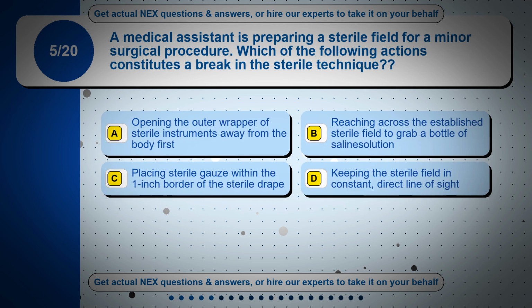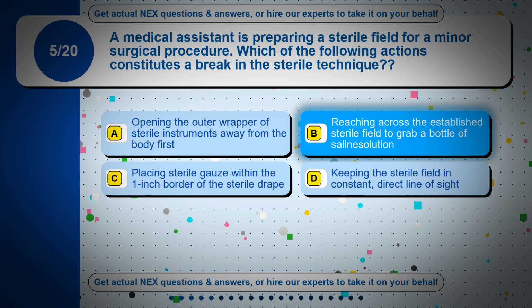Question 5. A medical assistant is preparing a sterile field for a minor surgical procedure. Which of the following actions constitutes a break in the sterile technique? Option A. Opening the outer wrapper of sterile instruments away from the body first. Option B. Reaching across the established sterile field to grab a bottle of saline solution. Option C. Placing sterile gauze within the 1-inch border of the sterile drape. Option D. Keeping the sterile field in constant, direct line of sight.